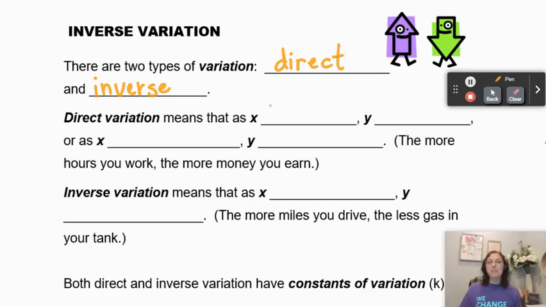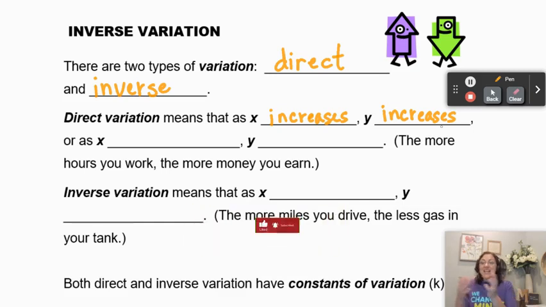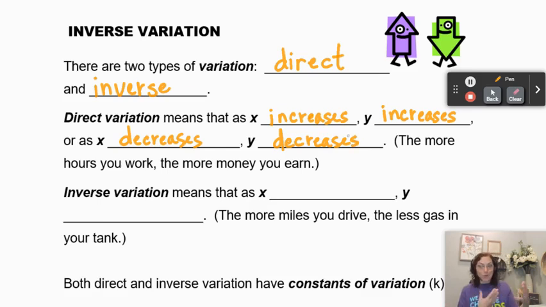Direct variation means that as x increases, y also increases. So you can see it's a direct, we might use the word loosely, correlation, right? The x increases, goes up, the y goes up also. Or as x decreases, the y decreases. So a good example of this is if you work more hours, you're going to earn more money at your job. That's just one way to look at it.